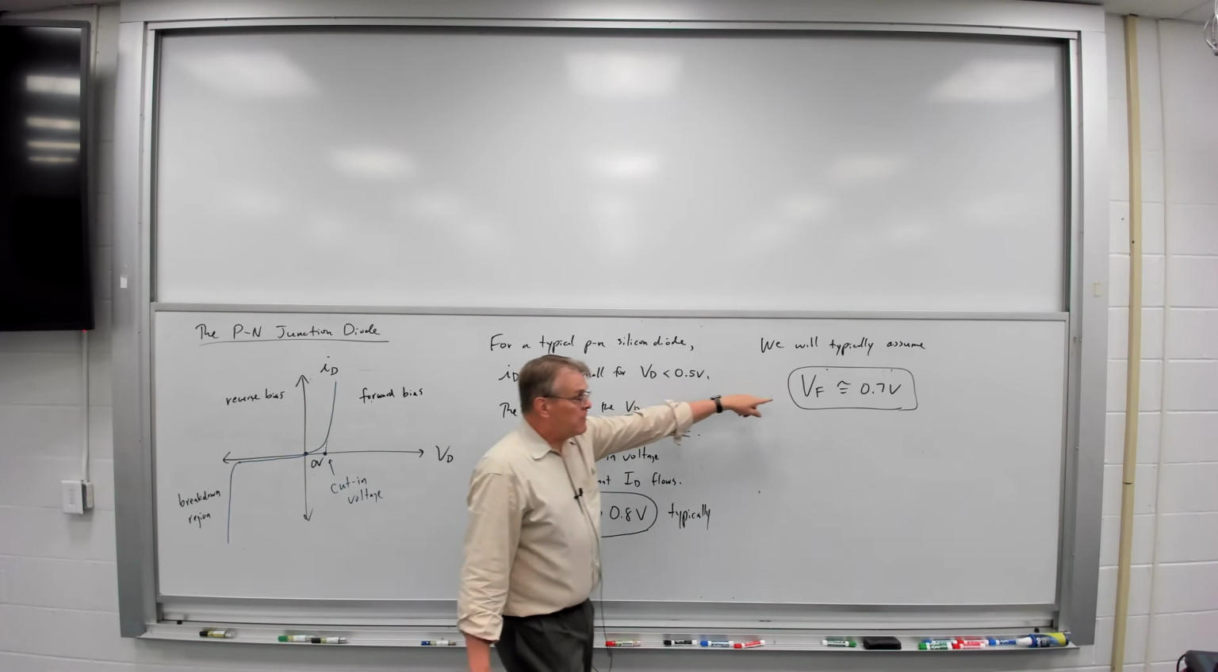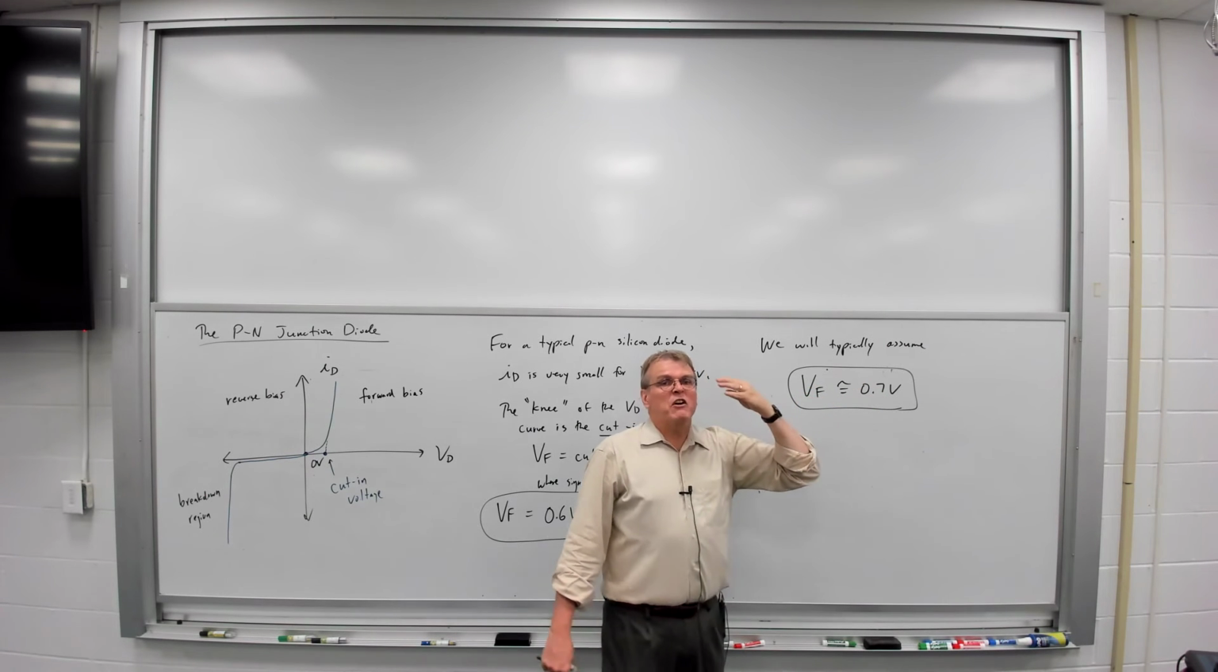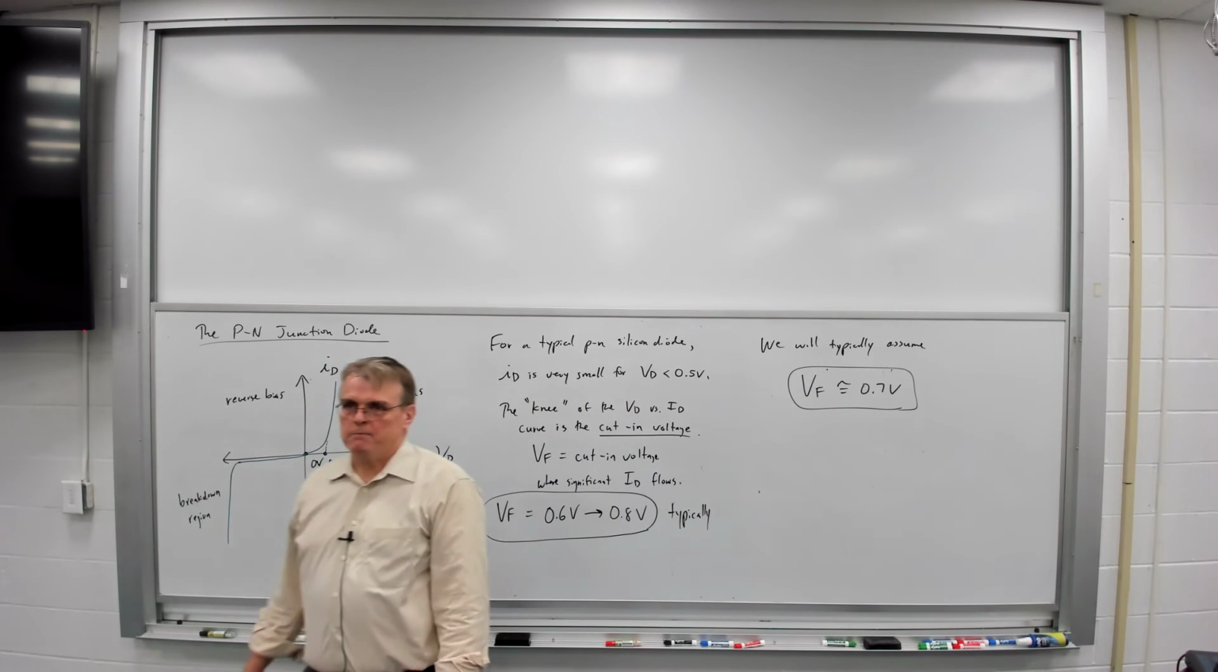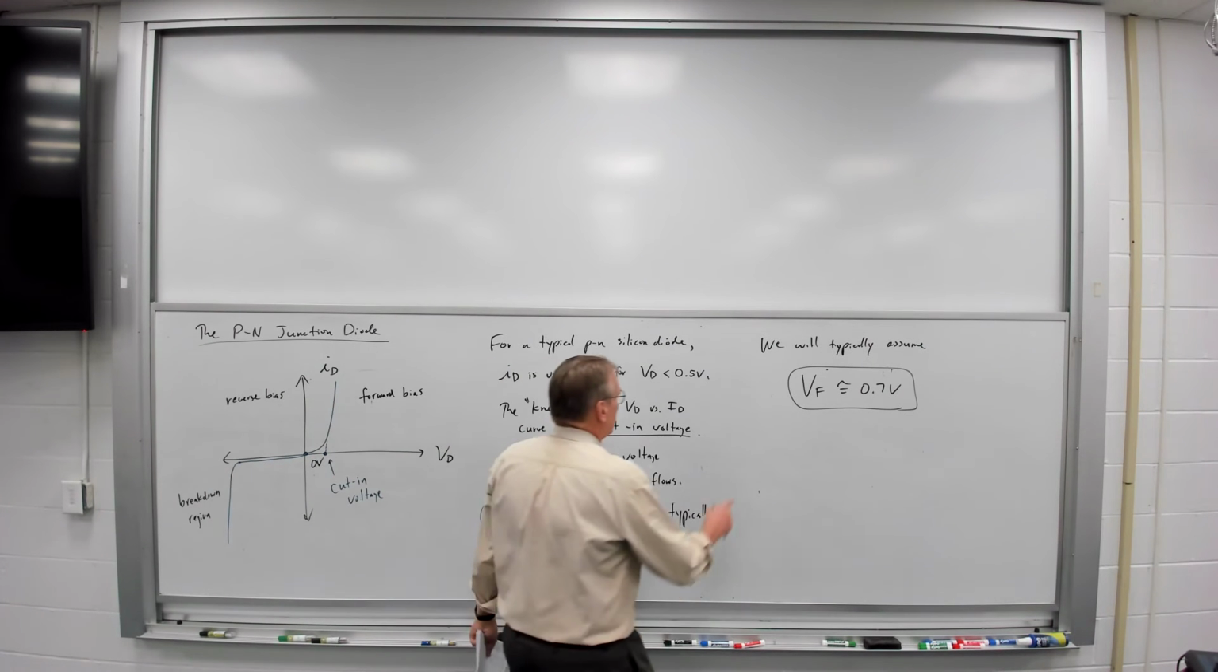So literally within just a few hundred millivolts from that cut-in, you have enormous currents that can flow through that diode. Exponential growth. All right.